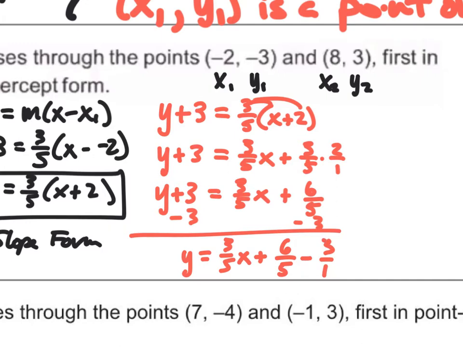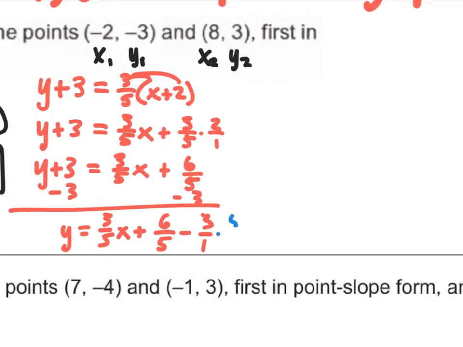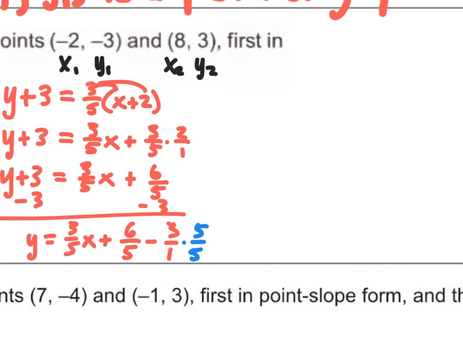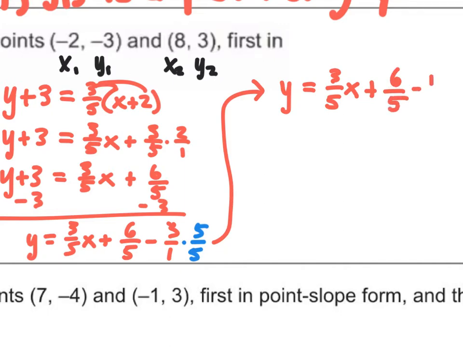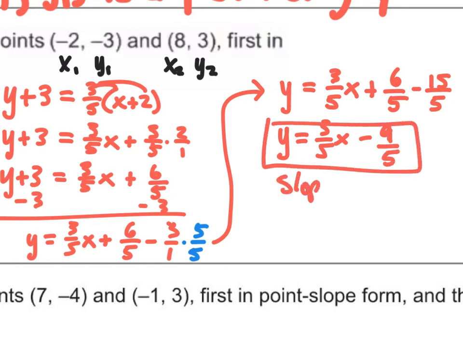Now when I'm doing this, I want to get a common denominator. My common denominator is 5, so I'm going to multiply by 5 over 5. And then as a result, we're going to get y is equal to 3/5 x plus 6/5 minus 15/5. And so then we get y is equal to 3/5 x, and then 6 minus 15 is going to give us, what is that, negative 9/5, so minus 9/5. And that, my friends, is our slope-intercept form.